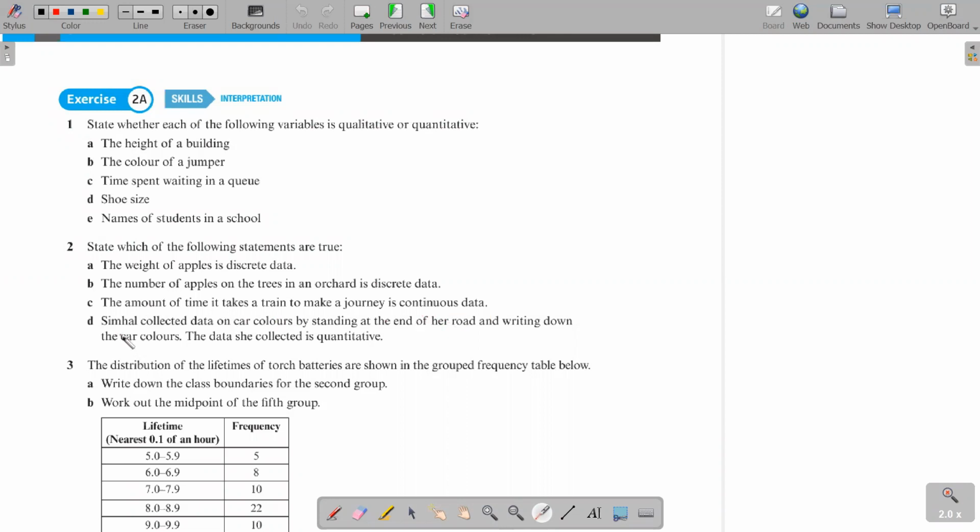Okay, so Simhal collected data on car colors by standing at the end of a road and writing down the car colors. The data she collected is quantitative. She collected car colors, right? So if she's writing down the car colors, she's not counting the number of cars, but rather she's writing down the colors. So is it quantitative data she collected? No. So that is qualitative data. So this is wrong. Okay, is that clear?